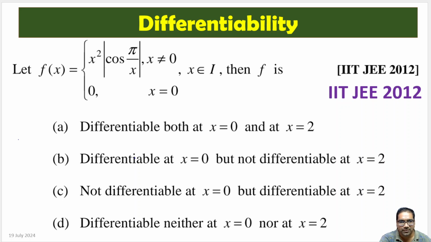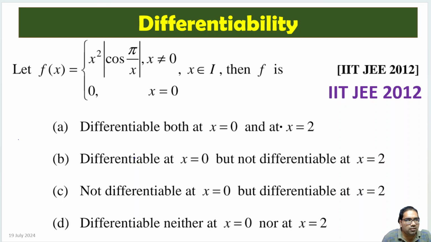We have f of x equals x square times the absolute value of cos pi by x when x is not equal to 0, and when x equals 0, the function is 0. Now, where is it differentiable? At x equal to 0 and x equal to 2, and between these two, where is it differentiable or not differentiable?